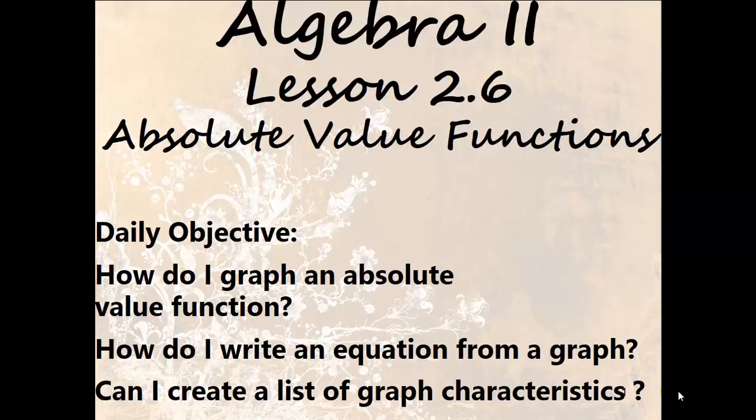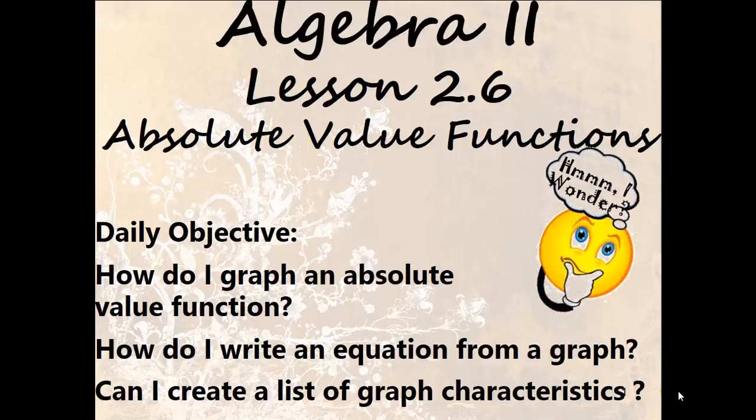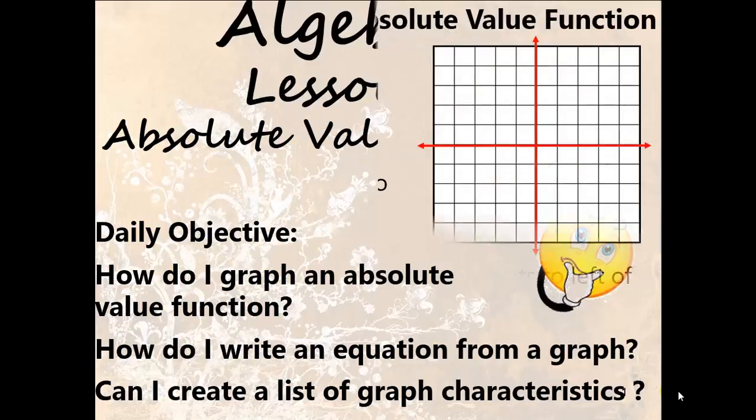So I want to know, what's the easiest way for me to graph an absolute value equation? And then I want to be able to look at a graph of an absolute value equation and go backwards and write an equation. So how do I do that? And then just in general, to help deepen our understanding, can we create a list of characteristics of an absolute value graph? Like in general, what should they look like? So let's go through there.